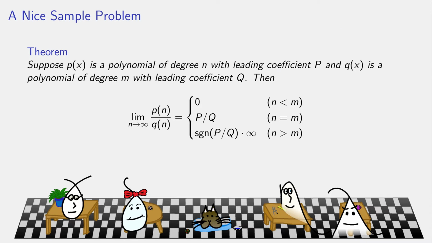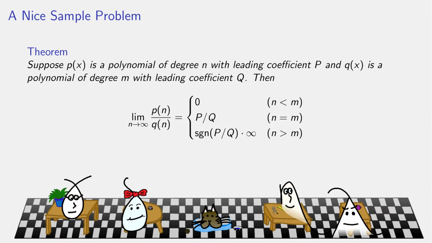Another sample problem. Suppose p of x is a polynomial of degree n with leading coefficient p. Remember, the leading coefficient is the real number multiplying the highest power of the variable, and the variable in this case is denoted as x. And q of x is a polynomial of degree m with leading coefficient q. Then if I take the limit of p of n over q of n, if the degree of the numerator is smaller than the degree of the denominator, the limit is 0. If the two degrees are equal, the limit is the ratio of the leading coefficients.